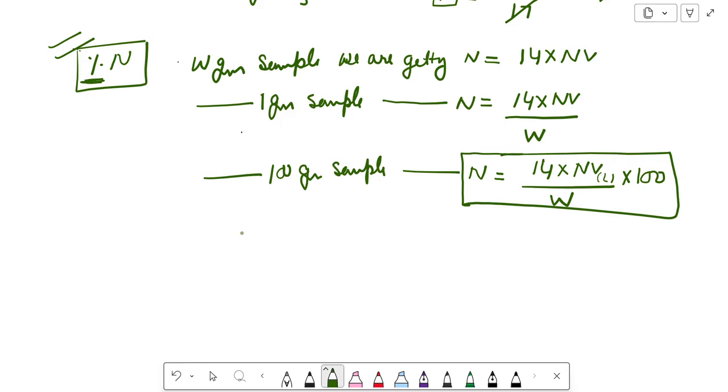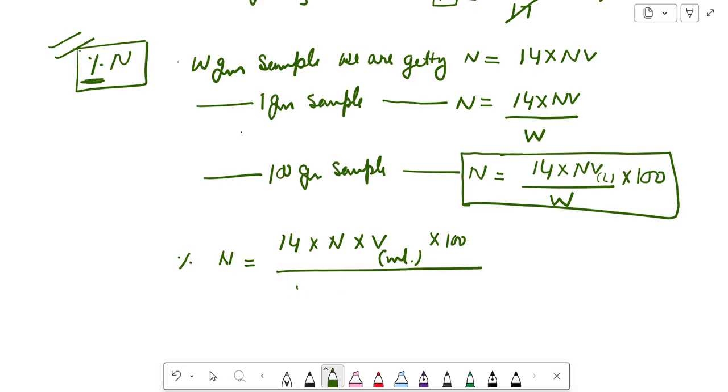But suppose we have the volume of H2SO4 in milliliter, then what we can do, percentage of nitrogen is equal to 14 into N into V, V is present in ml, into 100 upon W. W means sample weight. Now we have to convert this volume into liter. That's why we have to divide volume with 1000.